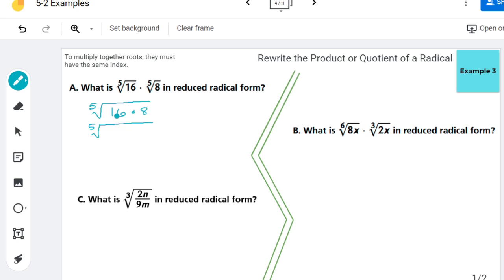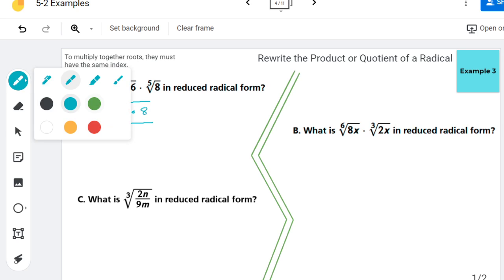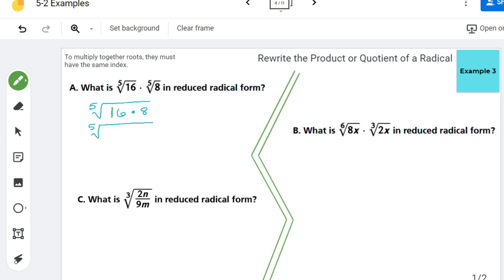16 is 4 times 4, which means that underneath my radical, 16 would be 2 times 2 times 2 times 2. That's 16. And 8 is 2 times 4, and 4 is 2 times 2. So 8 is 2 times 2 times 2. So that green there, that's my 16, and the blue there is my 8.